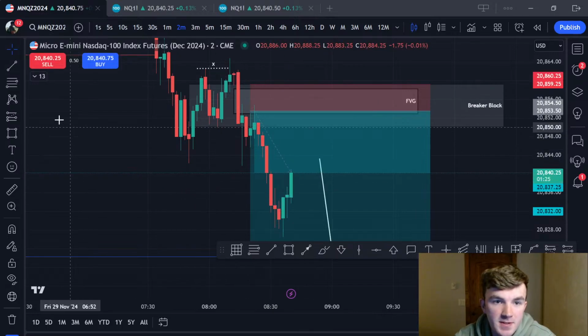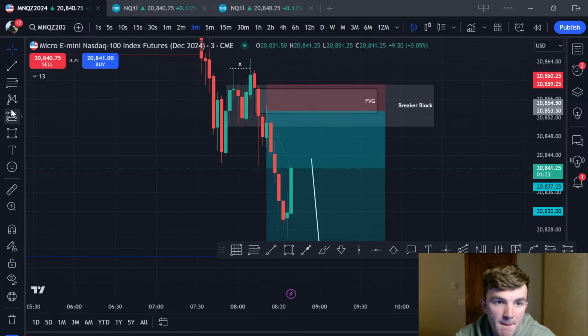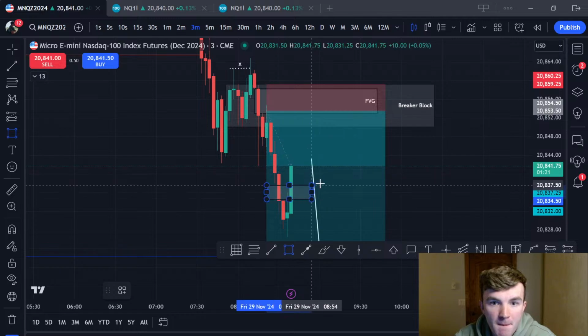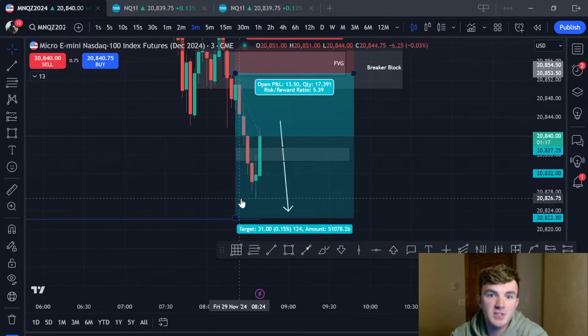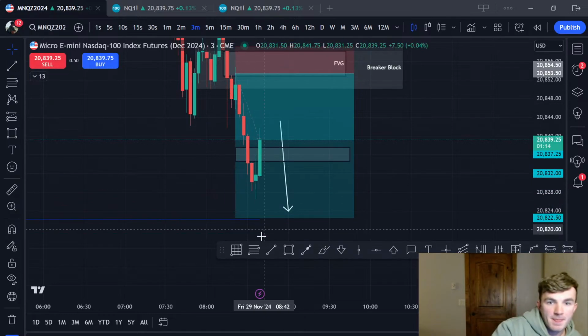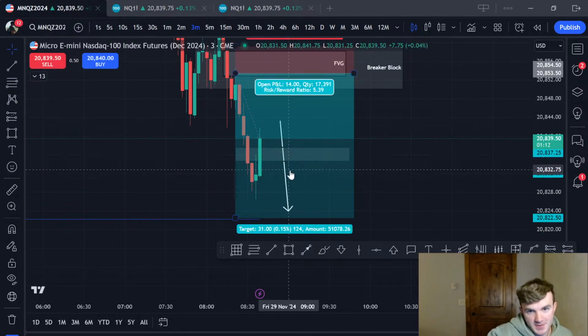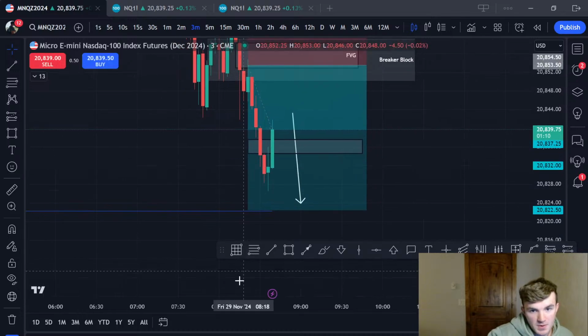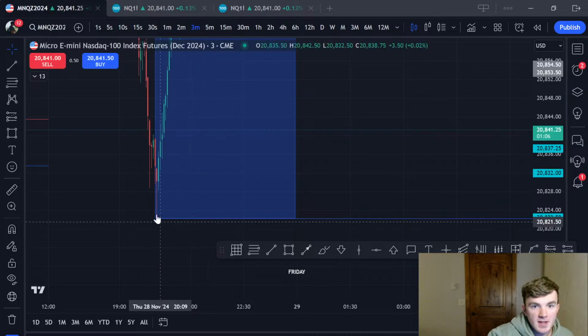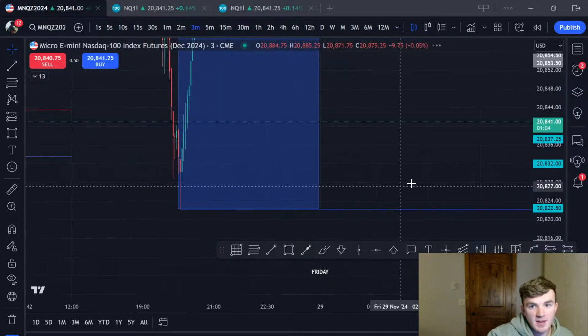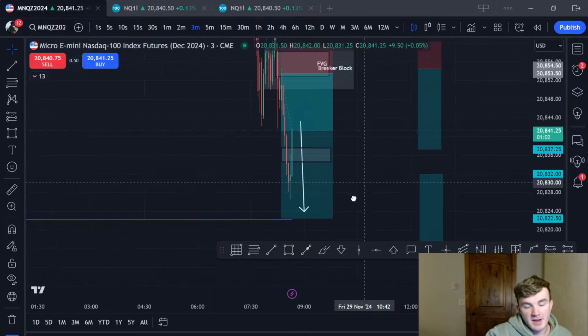Okay, we just inversed this. Or we could be about to inverse this. But look at how we have this giant draw on liquidity below. Would this be a good inverse? No, because we haven't taken sell side. We need to take this sell side liquidity before we get anything to the upside.